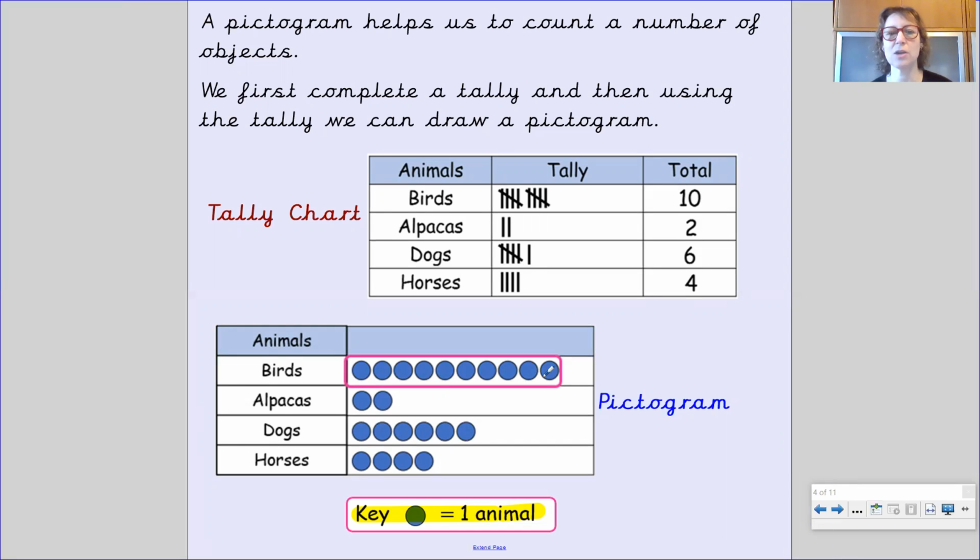I could say to you, how many more dogs did we see than horses? And because they're lined up, you'd look at where dogs and horses meet at the end, and all you have to do is count on the extra bits that dogs have that horses don't. So if I said to you, how many more dogs than horses were there? You find that bit and then you just say 1, 2. You don't have to do 6, take away 4. You just use your pictogram to help you.